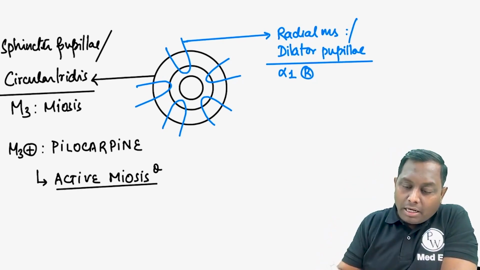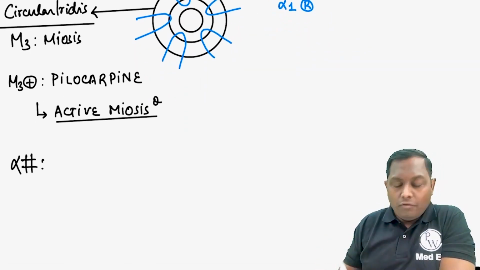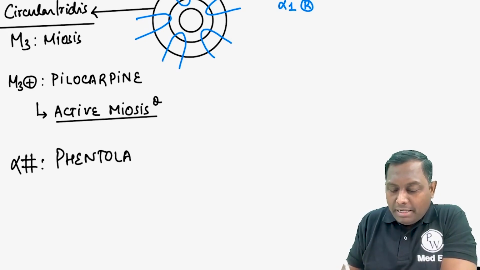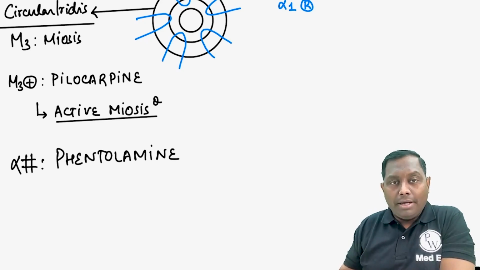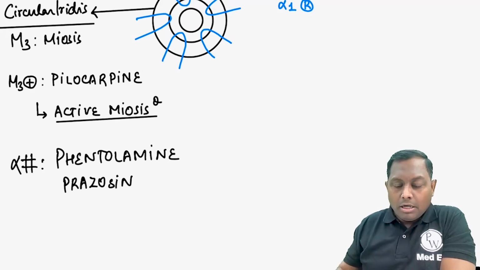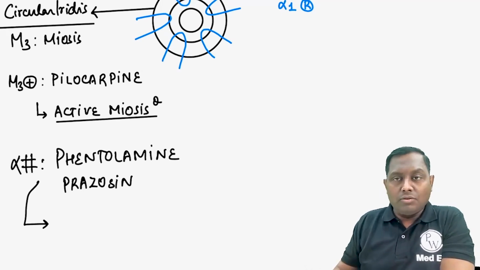So whenever we are going to give our patient any alpha blocker, we have drugs like phentolamine. There are many alpha blockers actually. We are also having drugs ending in -zosin, like prazosin. Now these alpha blockers as drugs are selective and non-selective. The lower one is selective, the upper one is non-selective.